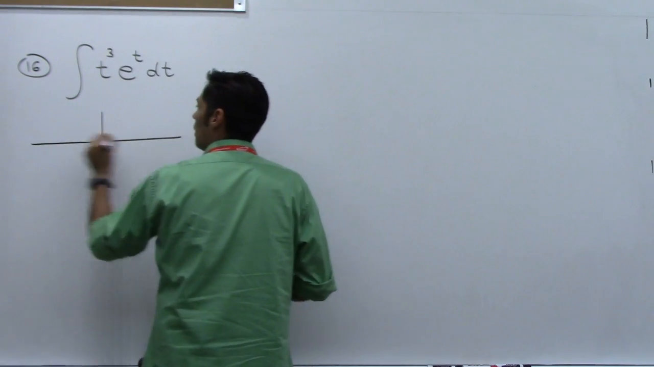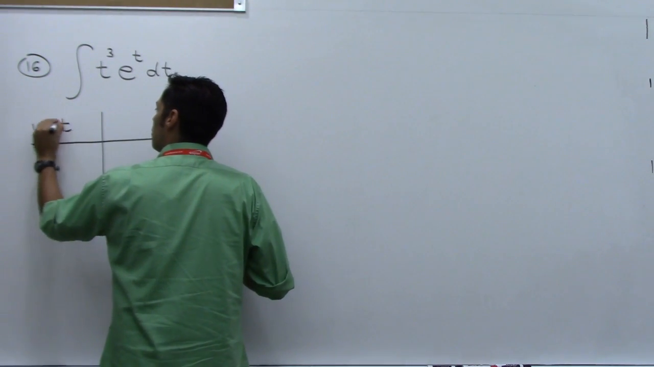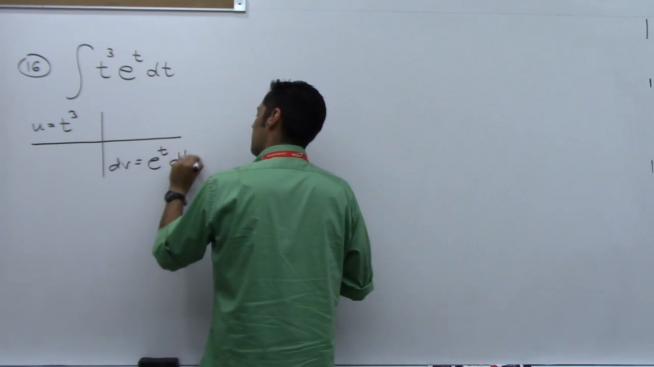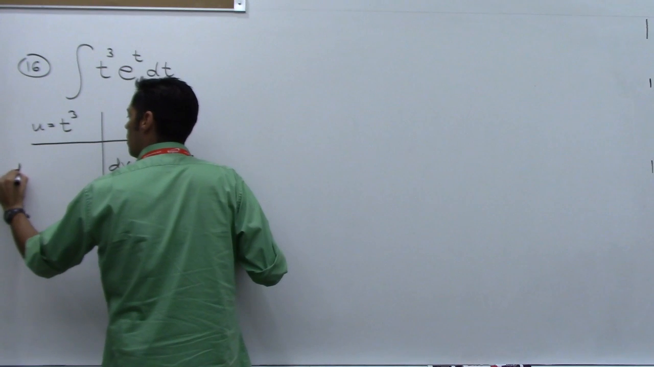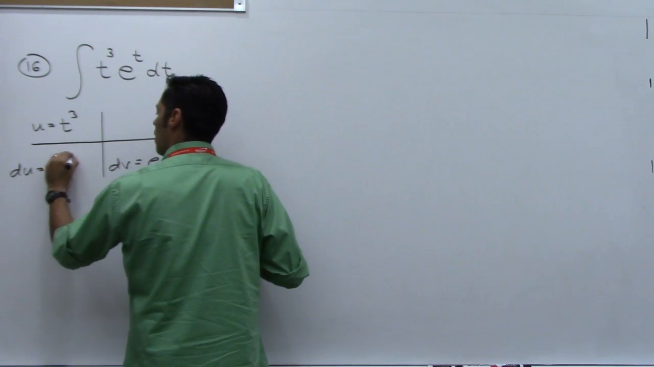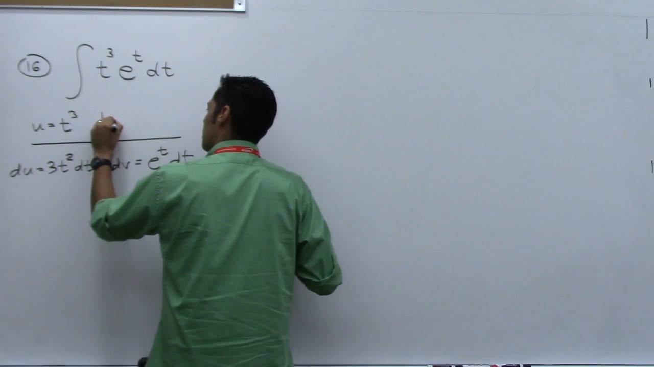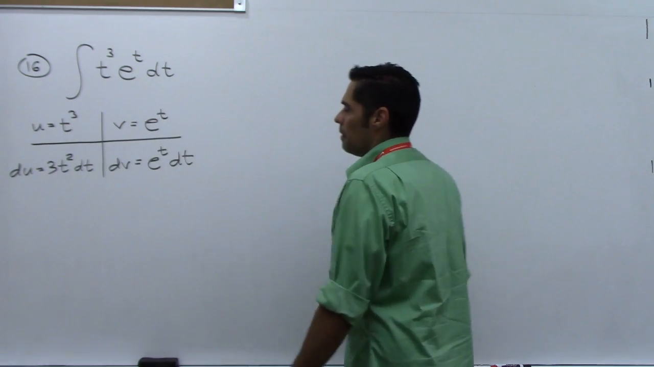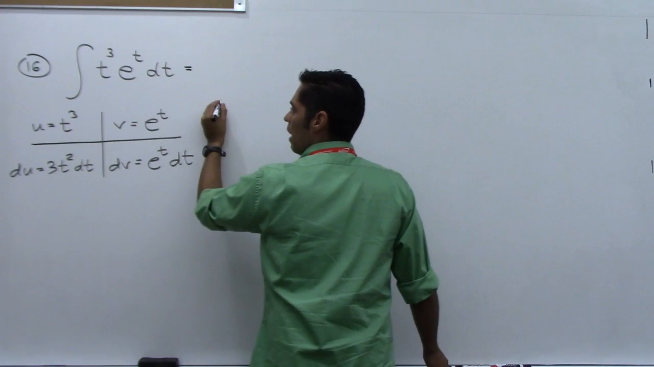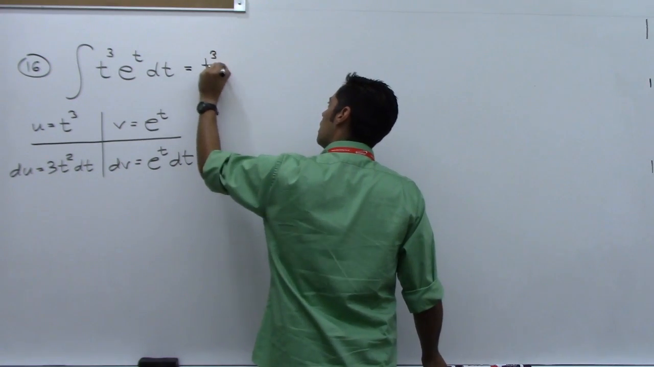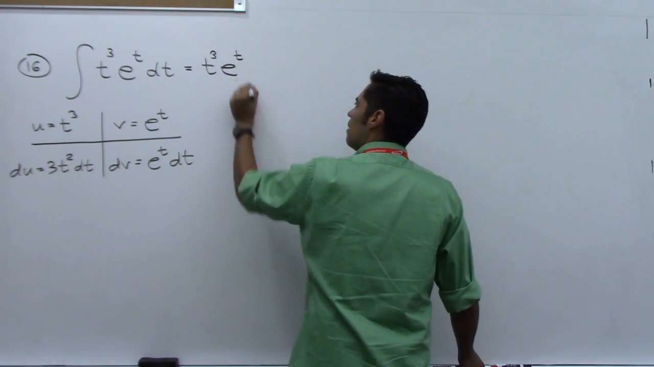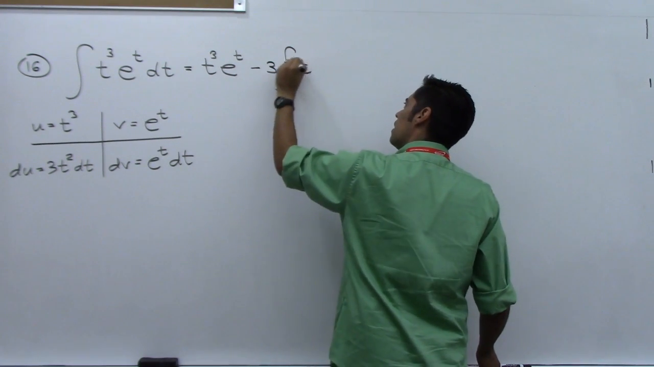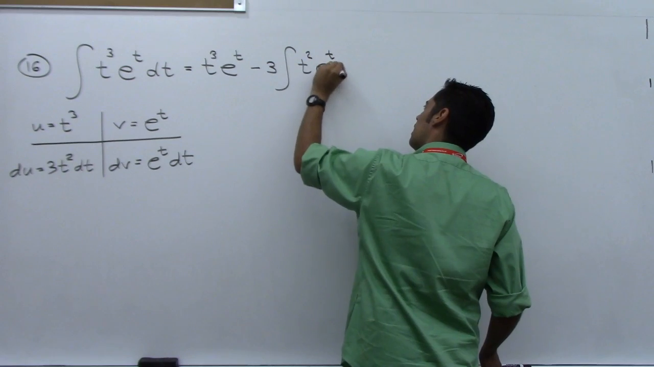So in my first one, let u be equal to t cubed. dv is then e to the t dt. du is 3t squared dt. And v is e to the t. So integrating, this should be uv minus integral of v du: t cubed e to the t minus 3 integral t squared e to the t dt.